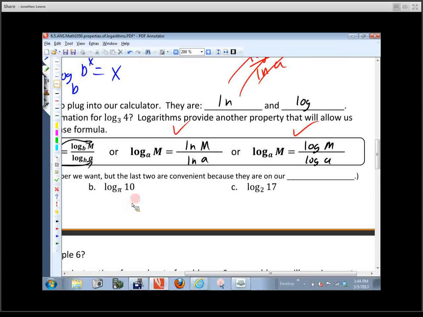Log base pi of 10. Pi to what power gives us 10? Now, 3.14 is about what pi is, so roughly the answer is going to be around 2.